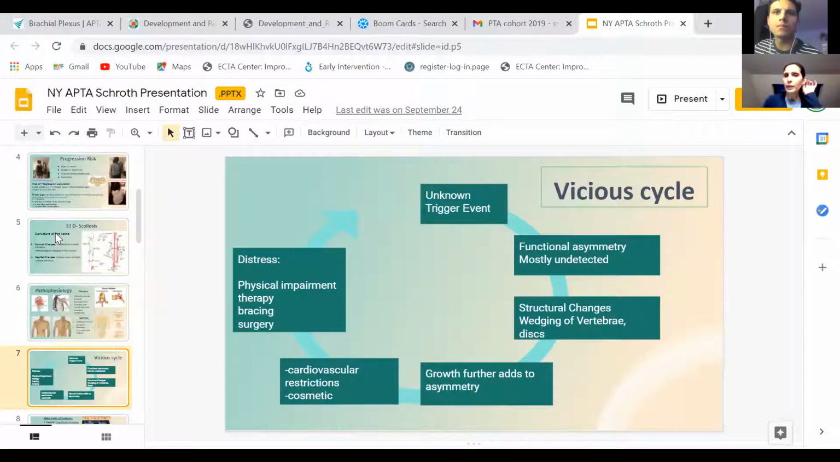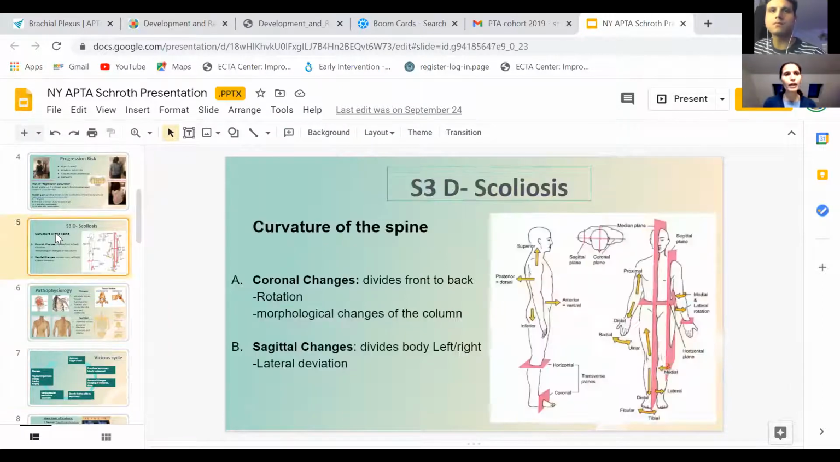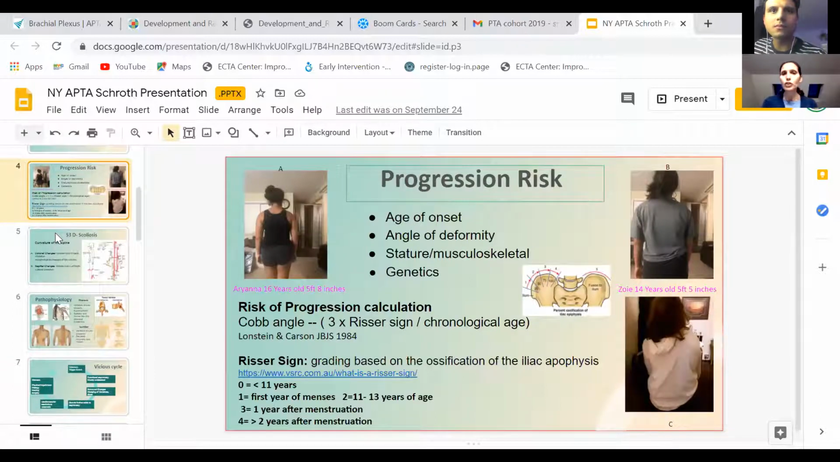There's a vicious cycle with this, which means there's a trigger. Research tells us that idiopathic scoliosis happens in younger children, and happens in siblings. So if I come back here, you see these two pictures. These are sisters that I treated. One was 16 and the other one was 14, and they both had scoliosis. So it runs in families. It's genetics. But no one really knows what triggers this, okay?